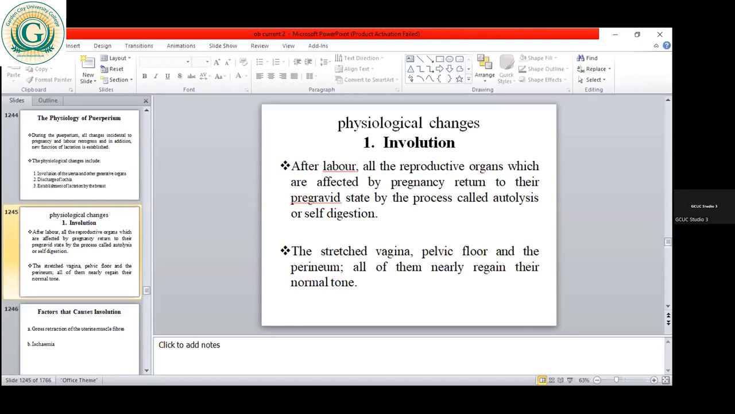Don't forget, the uterus has three layers, which are endometrium, myometrium, and perimetrium. But when the woman becomes pregnant, the endometrium changes into four layers, basal layer and so on. The vagina is stretched, the pelvic floor is stretched, the perineum is stretched. All of them at that time lose their tone, so they come back to their normal tone.